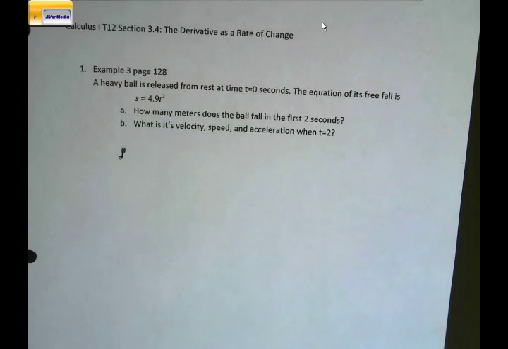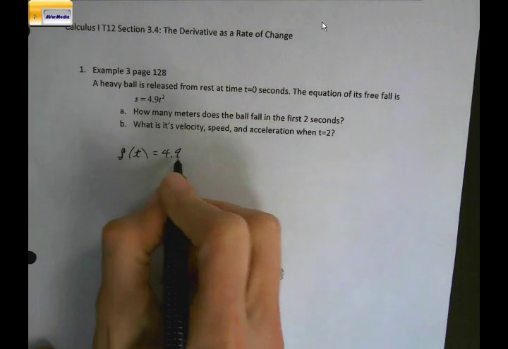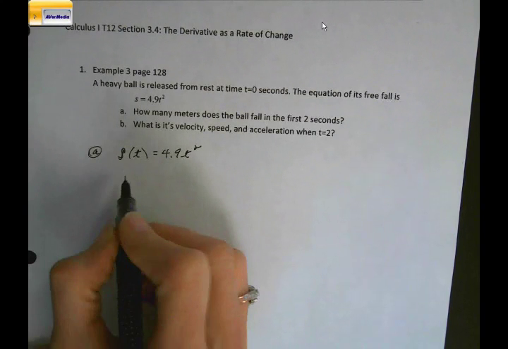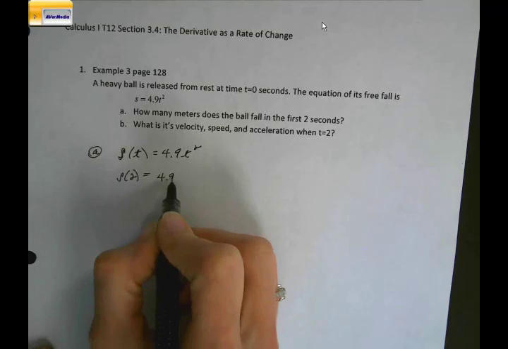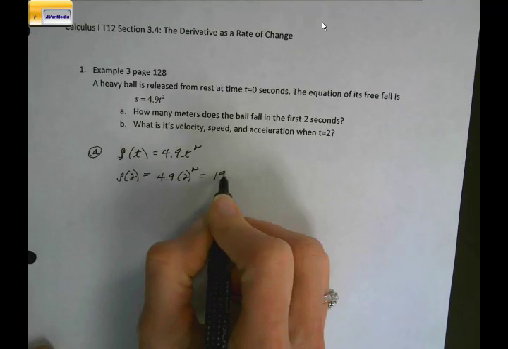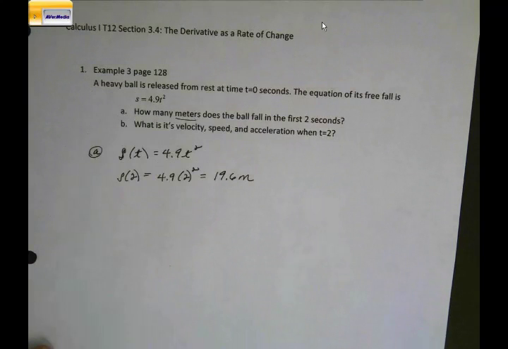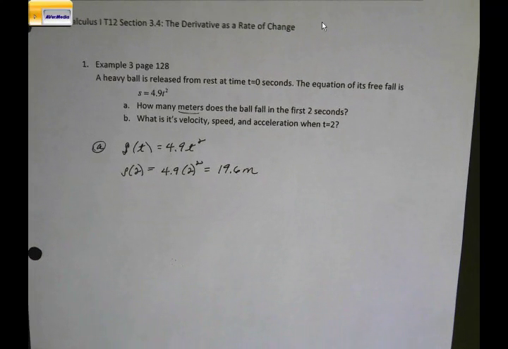Well, S is the distance the heavy ball is moving. And I like to write this stuff in function notation. So part A is how far does it fall in 2 seconds, which would just be to put 2 seconds into your distance formula, which makes this 4.9 times 2 squared, which is 19.6 meters. There's the word meters right there. So it fell 19.6 meters in the first 2 seconds.